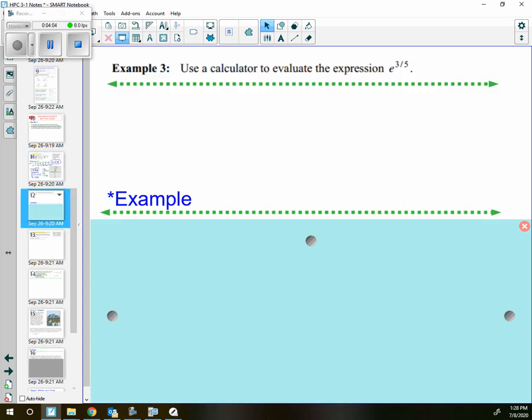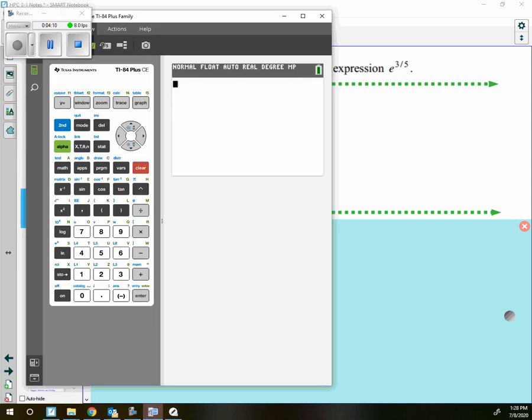You can also do any sort of calculation you want in your calculator with e, but let's just take a peek and make sure that we're okay with that as well. So e, you can find it in a couple different places. See if you can locate it on your keypad.